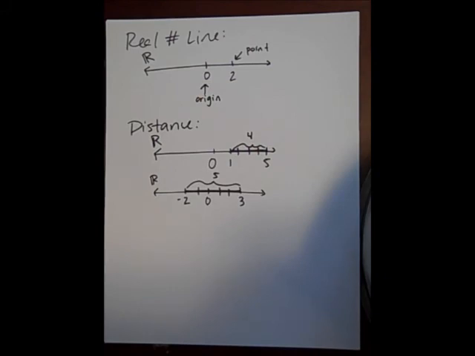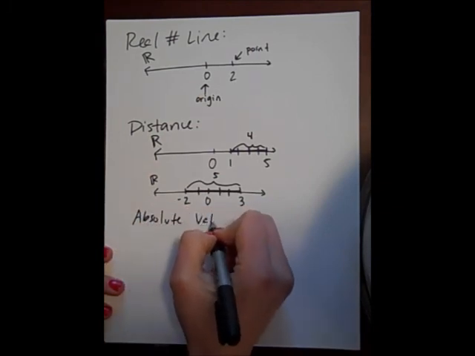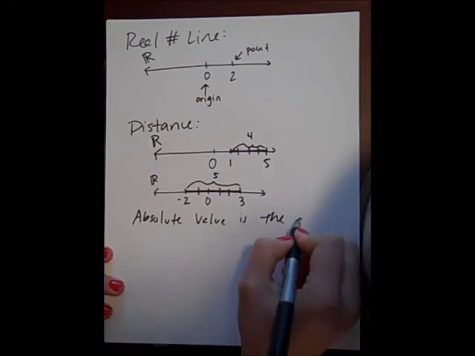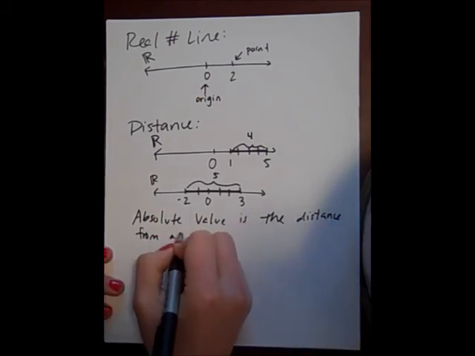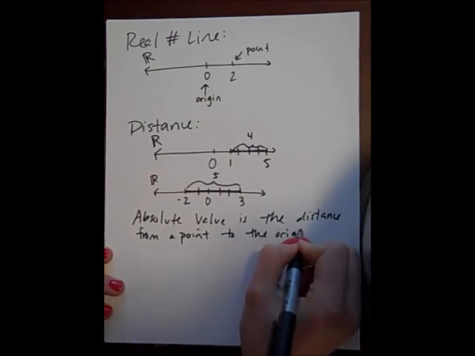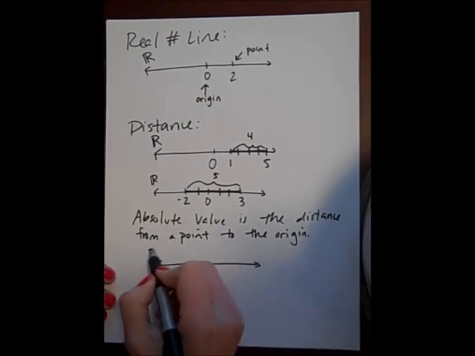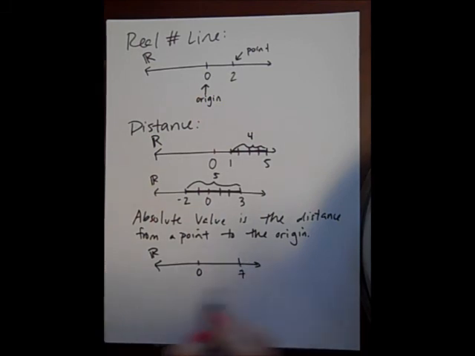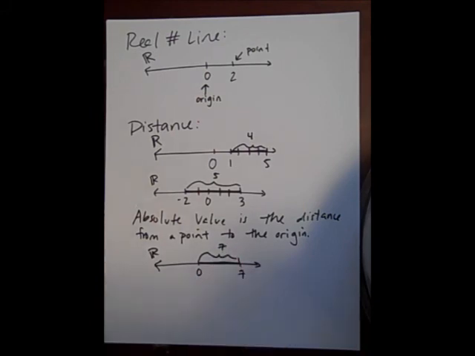Now what is the absolute value? So the absolute value is the distance from a point to the origin. So what does that mean? That means that I draw my number line. Here's my origin. Let's say that I'm looking at 7 over here. What is the absolute value of 7? That's going to be the length of this line segment. What's the length of that line segment? Just 7. So that's the absolute value.